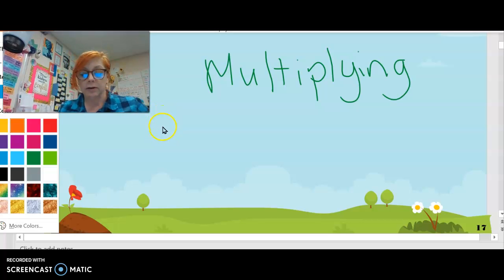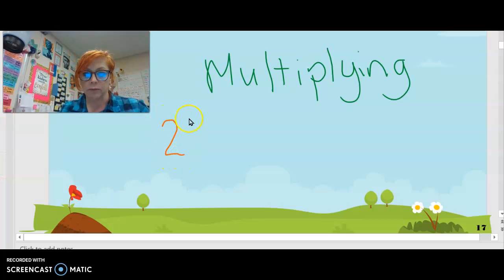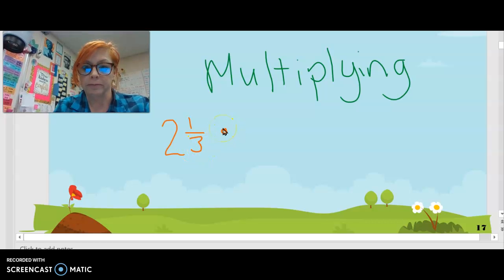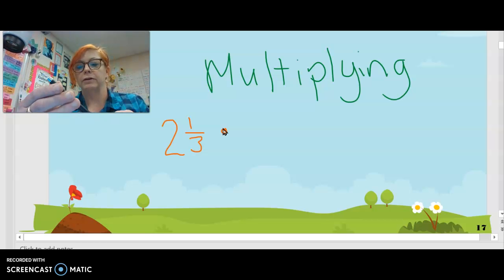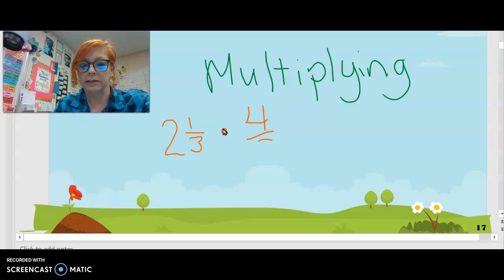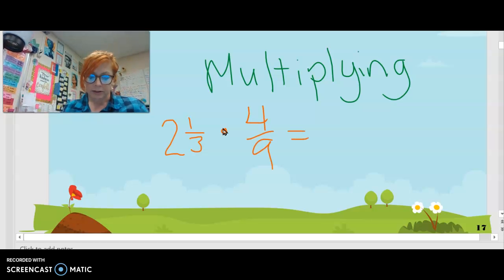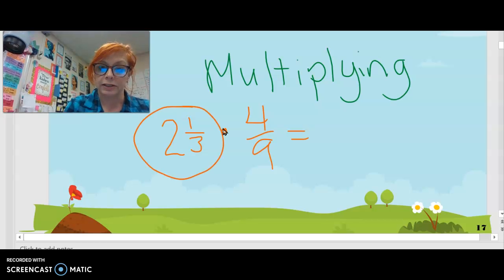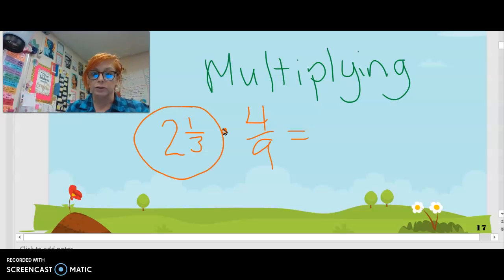Okay, so our problem is 2 1/3 times 4/9. Okay. So the first step is we have to change this mixed number into an improper fraction.